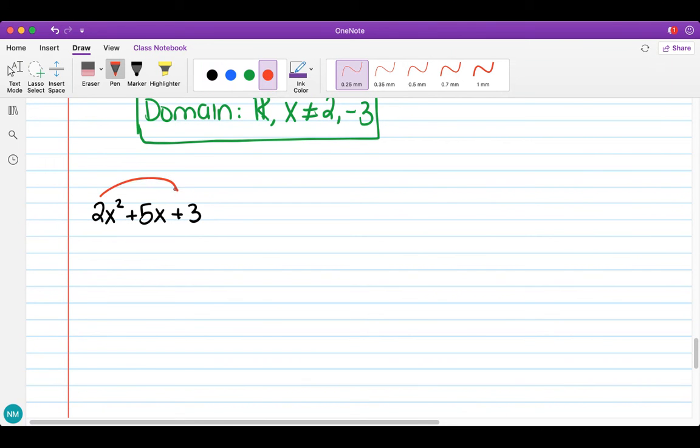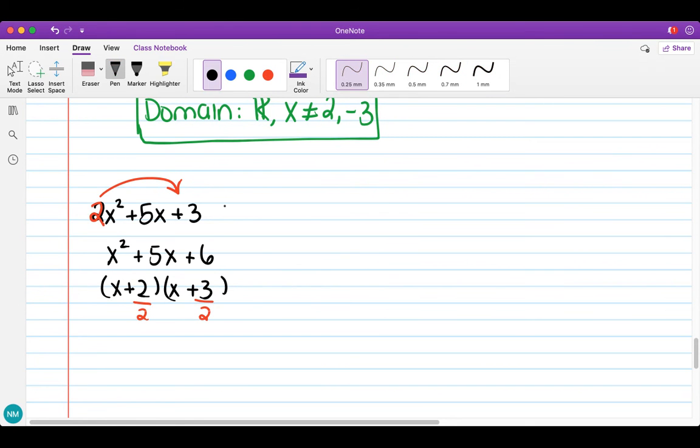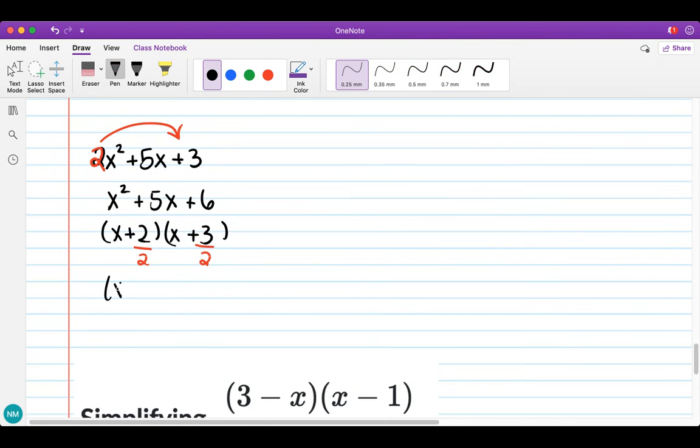So this goes like this, right? You slide, you get x squared plus 5x plus 6. You do your reverse FOIL, x plus 2, x plus 3. Then you divide by that 2 that you originally multiplied, your a value. This simplifies to x plus 1. This 2 comes up front to 2x plus 3.